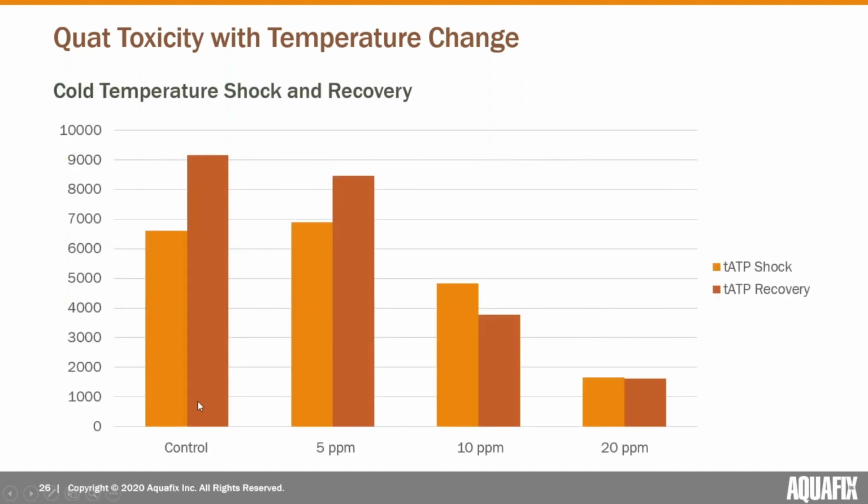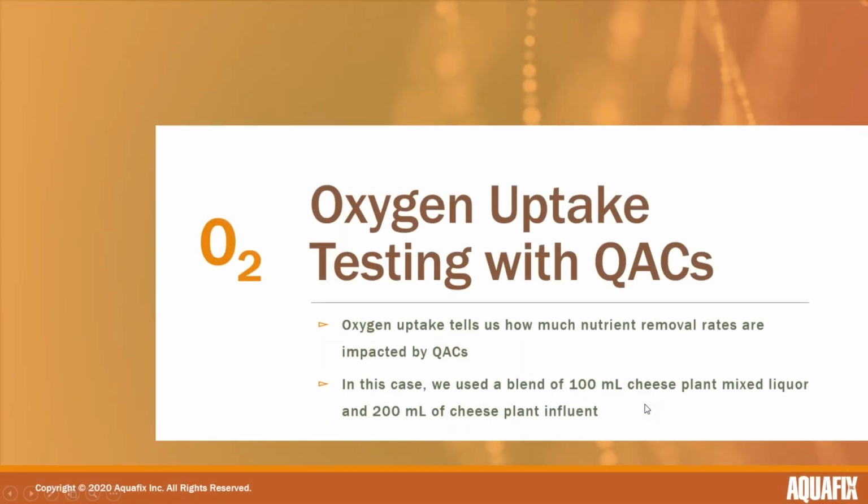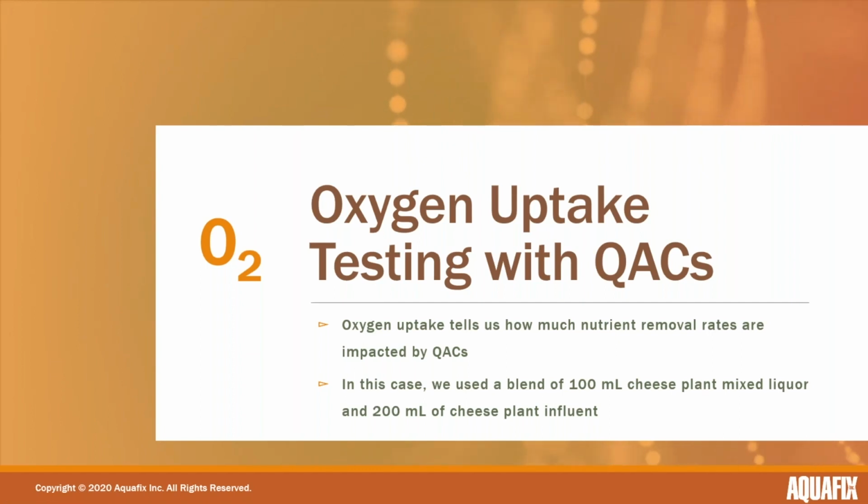So here's the control, 5 ppm, here's the shock, here's the recovery, 10 ppm, you can see the recovery is way down, and 20 ppm, there's no recovery. So then we said, how does toxicity, or in this case quat, affect oxygen levels?